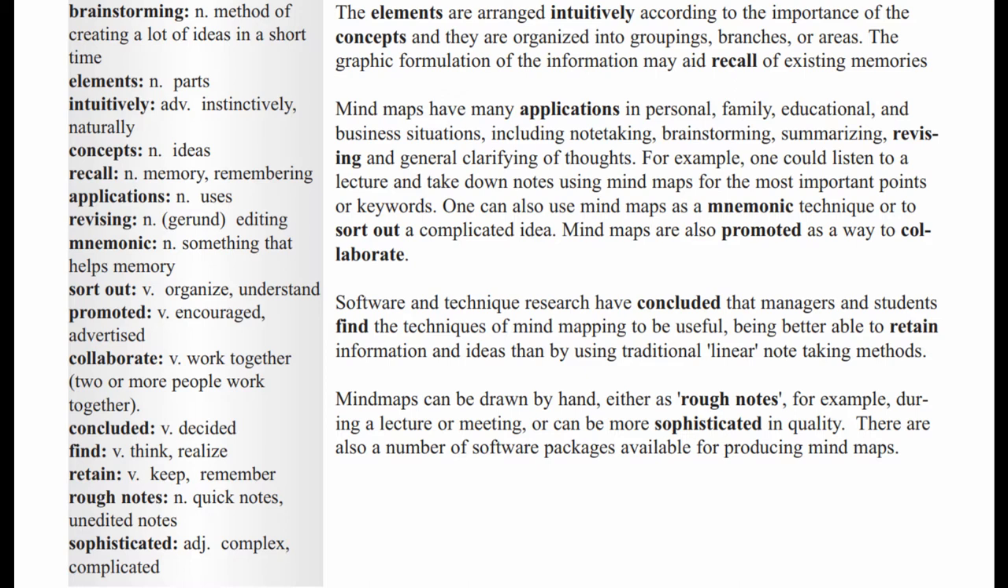All right, we see the word in the next paragraph, intuitively. Mind maps organize information intuitively. Intuitively means naturally. And to be more specific, intuitively means in an instinctual way, coming from instinct. It means not from conscious thought. It means you don't think about it first and plan it. It comes from the right side of your brain. Intuitively, it means you kind of feel what is correct, and you follow your feeling.